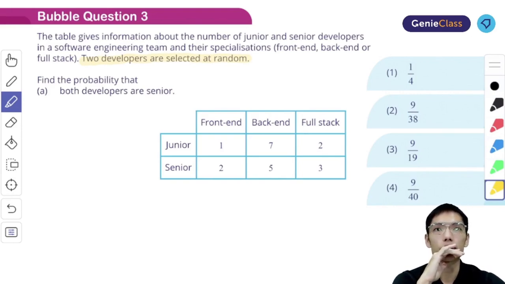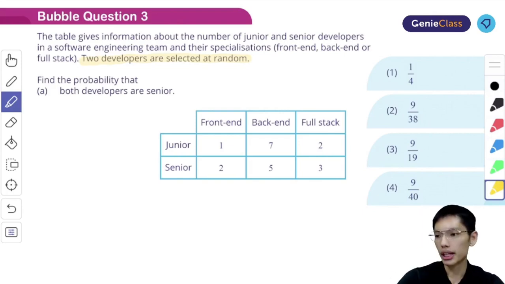Okay, we are selecting 2 developers at random. What are we considering? Sorry for that.